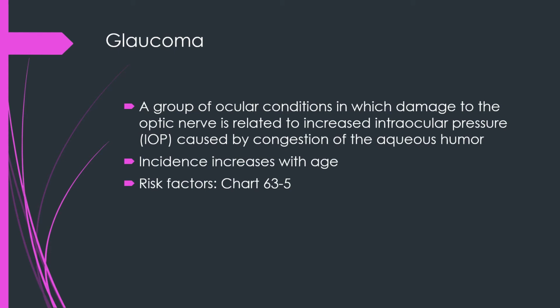Glaucoma is a group of ocular conditions in which damage to the optic nerve is related to increased intraocular pressure caused by congestion of aqueous humor in the eye. It is estimated that 3 million Americans have glaucoma and approximately 50% are undiagnosed. Prevalence of glaucoma increases after age 40. Glaucoma has no cure but may be controlled. See chart 63-5 for a review of risk factors.